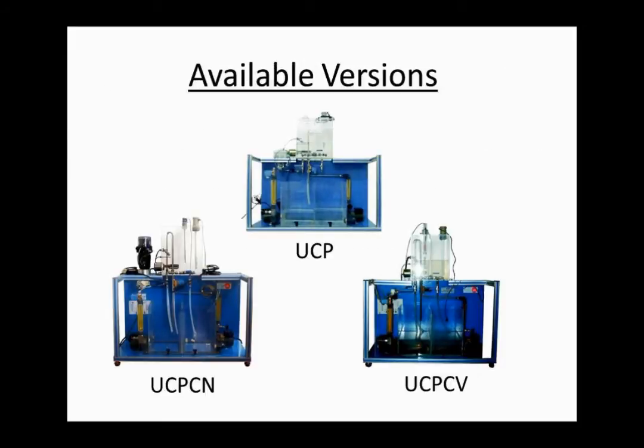There are 3 available versions of this unit. The UCP unit, which is Computer Control Process System with Electronic Control Valve. The other 2 units, the UCPN unit, which includes a pneumatic control valve instead of the electrical control valve, and the UCP-CV unit, which uses a speed controller instead of the electronic control valve.